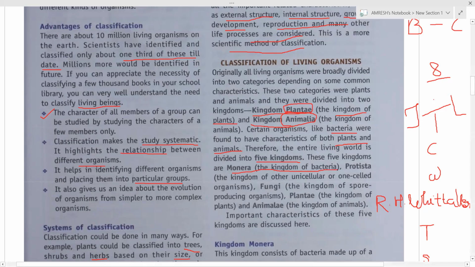Protista is the kingdom which has unicellular or one-celled organisms. See, the organisms present in the kingdom Protista have separate characteristics than bacteria.